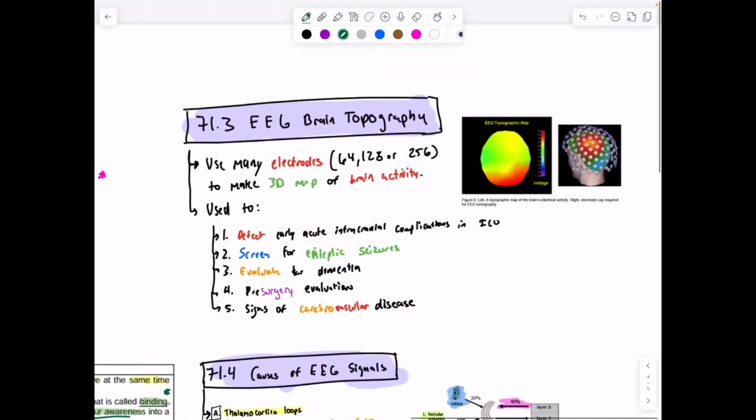Then we had the concept of EEG brain topography, and this is basically just creating a 3D map of an EEG.